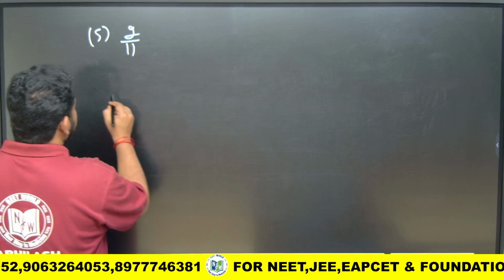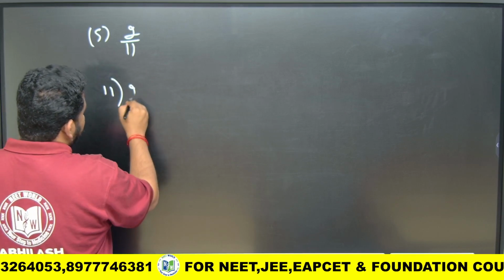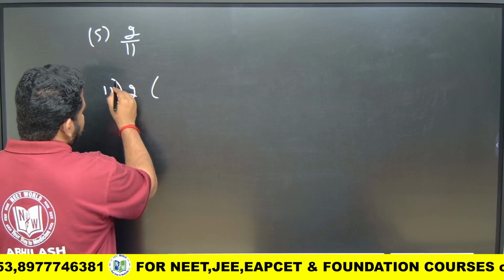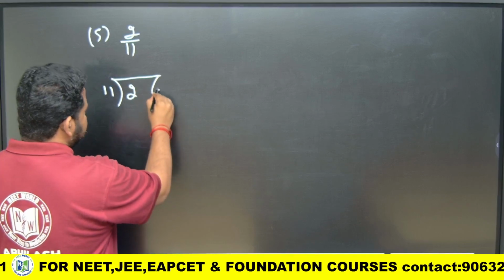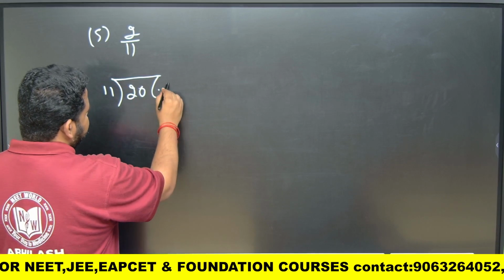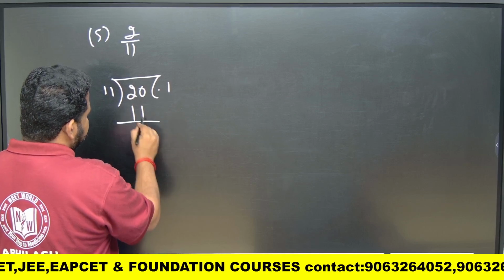So here I have to write what? 11 I should write here. This is the divisor. 2 should be here. So 2 is less than 11. Definitely I have to take 0. So I will put a point. I will take 0. So 11 ones are 11. Okay. Now what is the remainder?